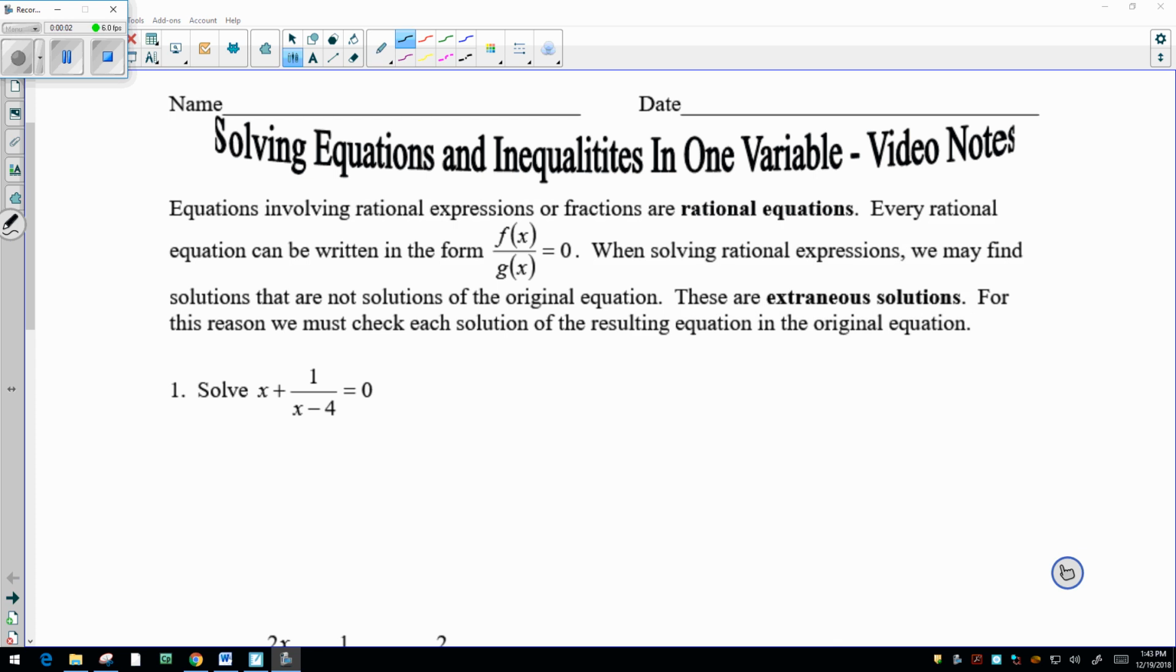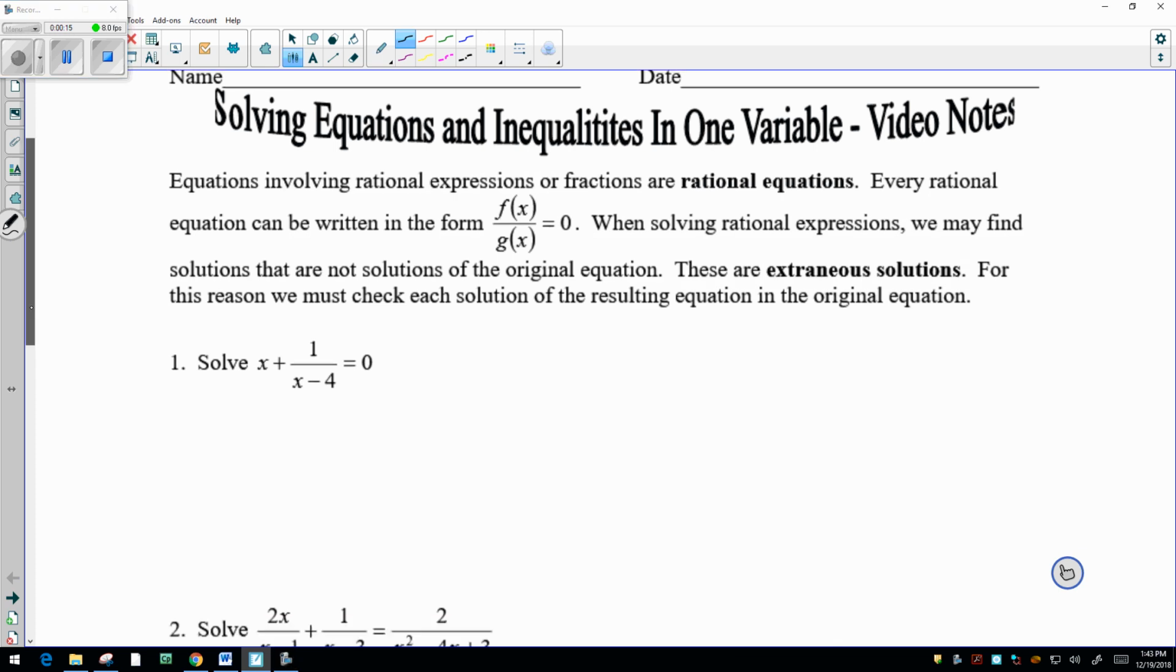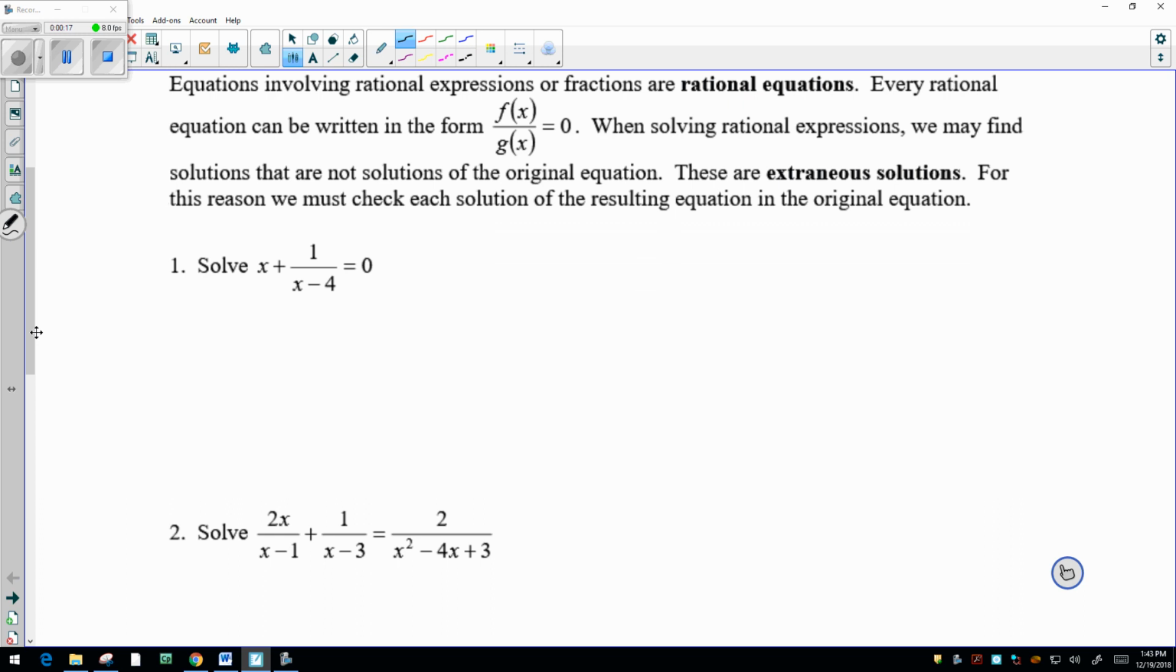So we are going to solve equations and inequalities in one variable. We are going to take a look first off at basic solving equations. If we can solve equations, we can do inequalities. So here's maybe just a basic example of a rational equation.